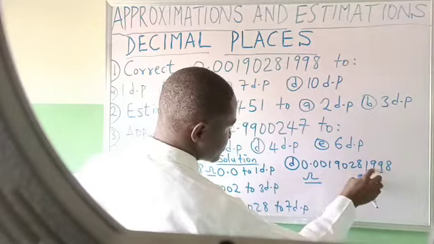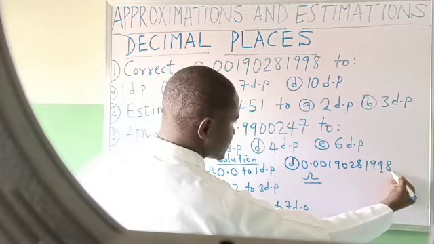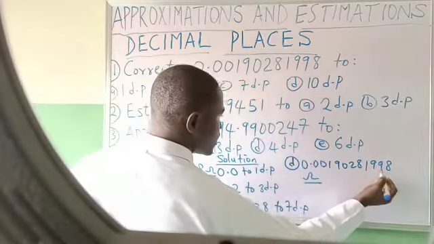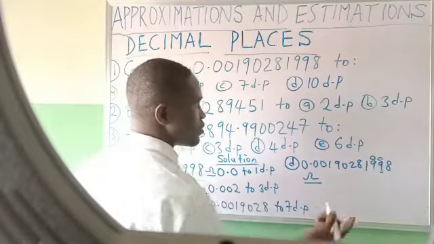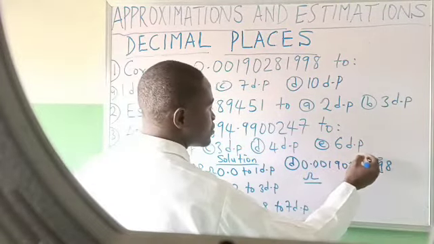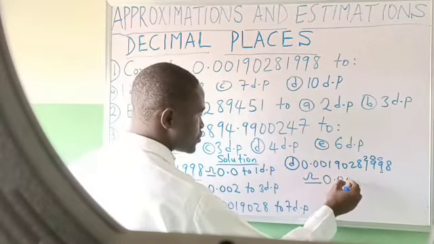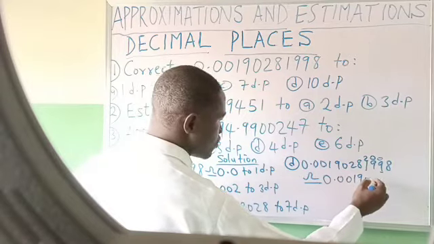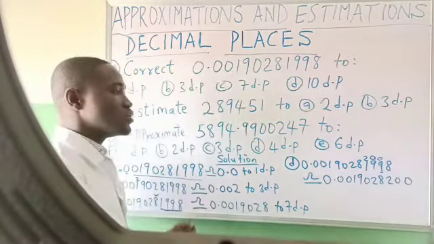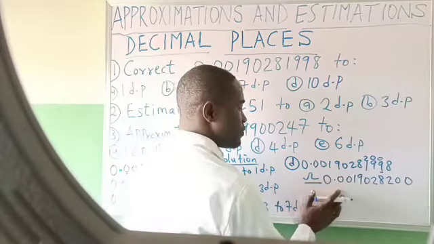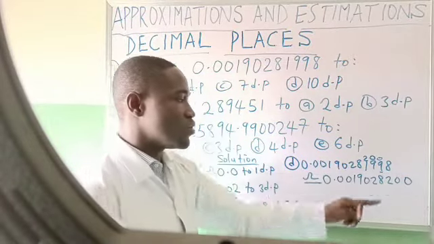We stop at 9. Now ask the next number, which is 8. Are you up to 5? Yes. That means call it 1, add it to 9, 0. Carry 1, add it to 9, 0. Carry 1, add it to 1, 2. Then start from the beginning to write 0.001902820.